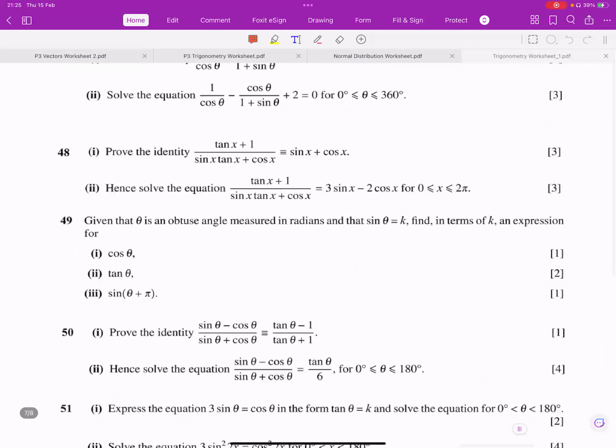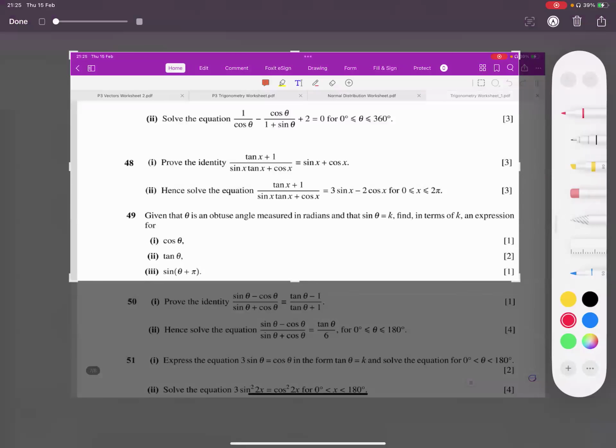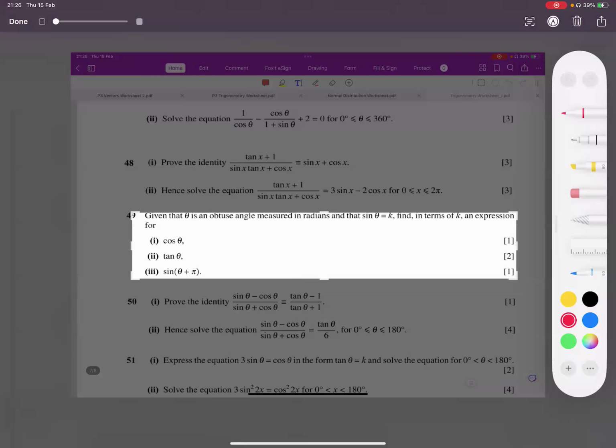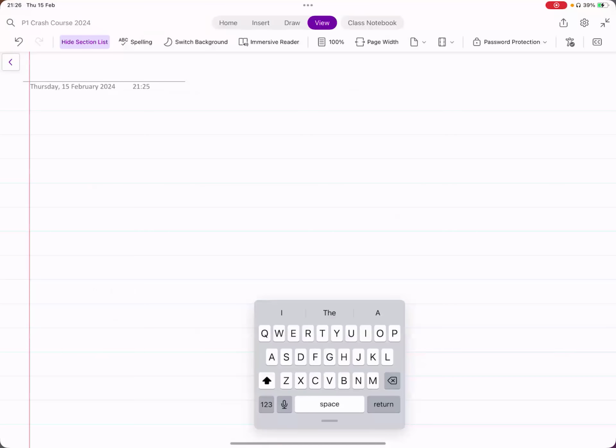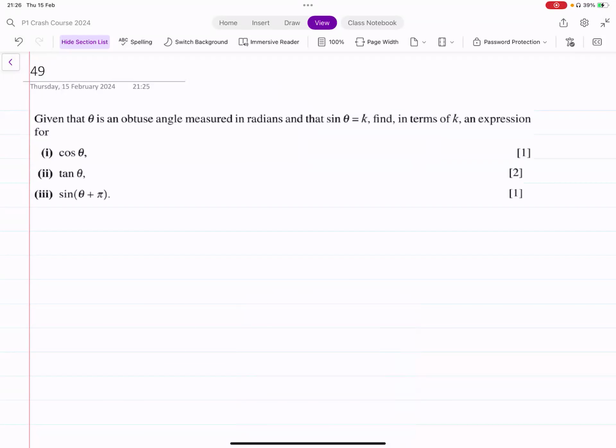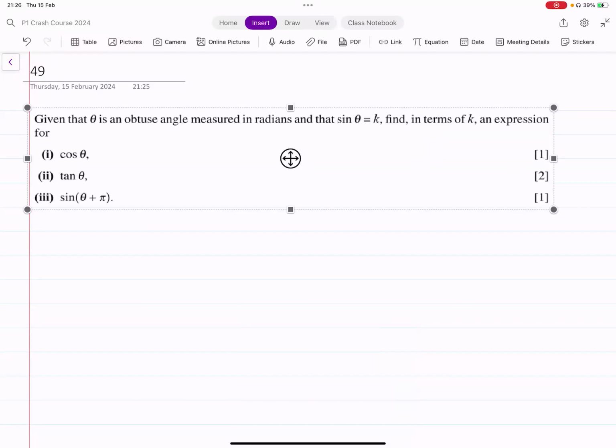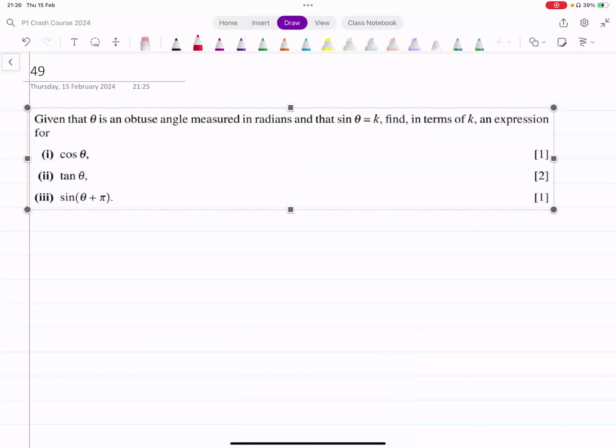Let's try this. This is question number 49 from the worksheet. In the previous two examples that we did, the angle was acute. Now in this question, it says theta is an obtuse angle. Obtuse means the angle is between 90 and 180 degrees. That means it's going to be in the second quadrant.